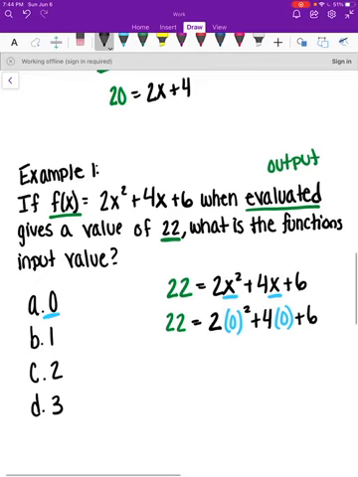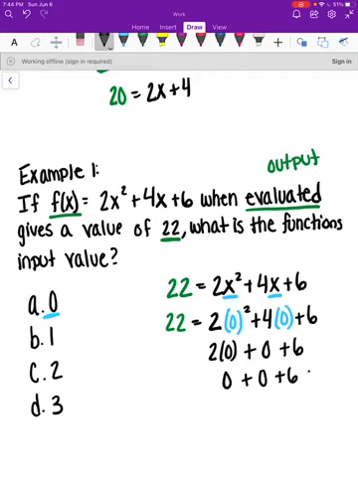Well, 0 squared is 0, so I have 2 times 0. 4 times 0 is 0, and then plus 6. 2 times 0 is 0, plus 0 plus 6 equals 6, but we really wanted it to equal 22. And 6 does not equal 22. So 0 doesn't work.